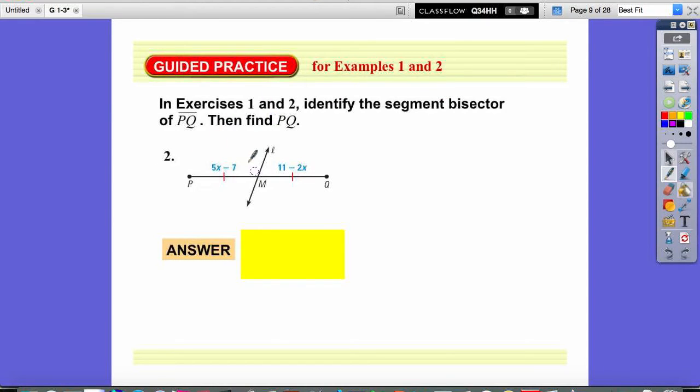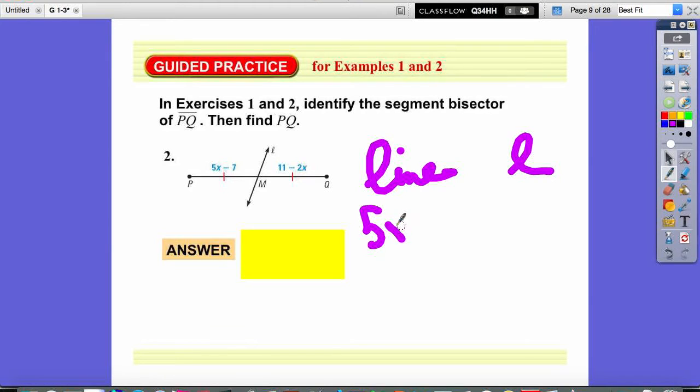Now we could also use algebra. The segment bisector is line L. I actually shouldn't have made that L cursive unless I was going to write the whole thing cursive, so I'll write the whole thing cursive. Line, very bad handwriting, L.